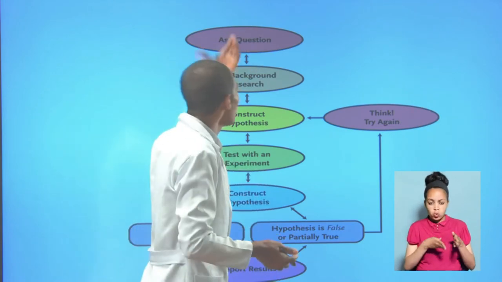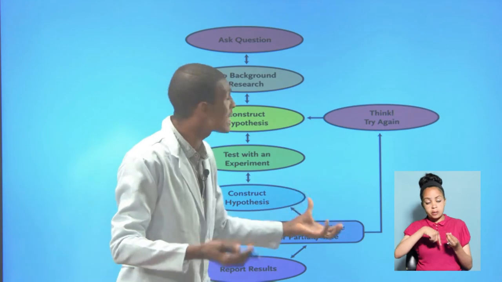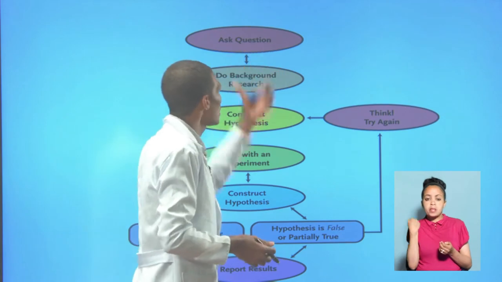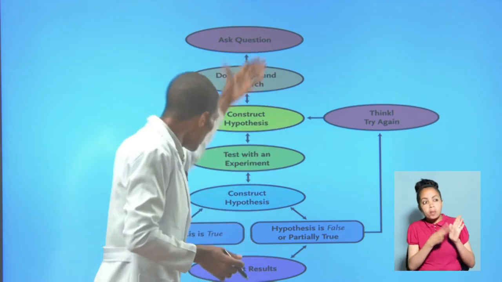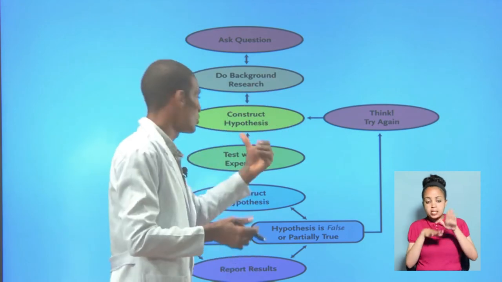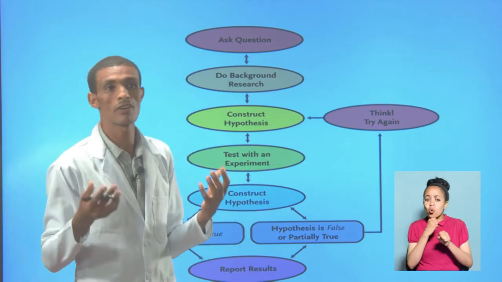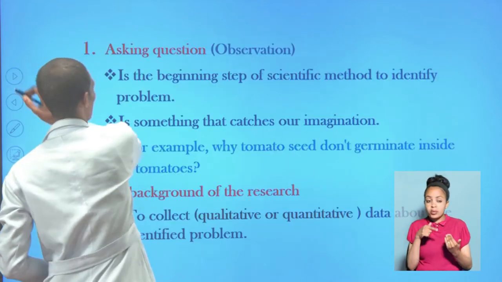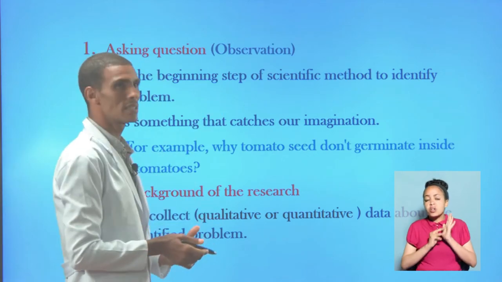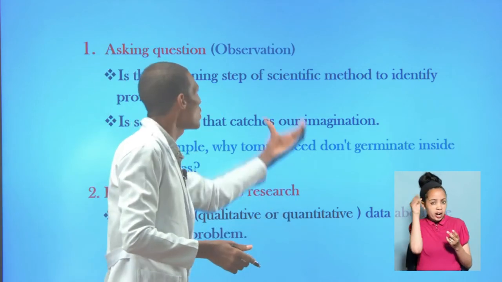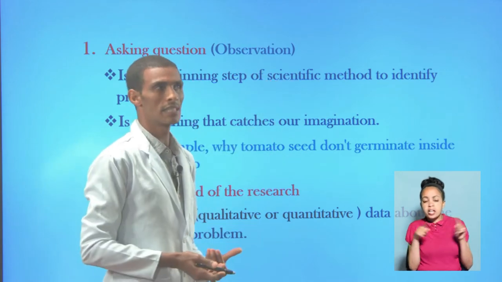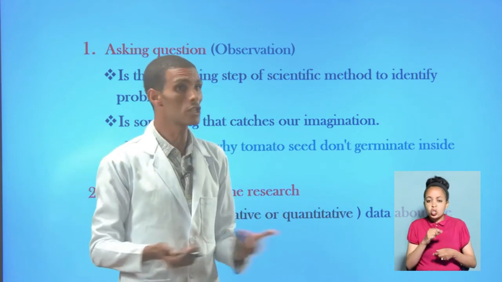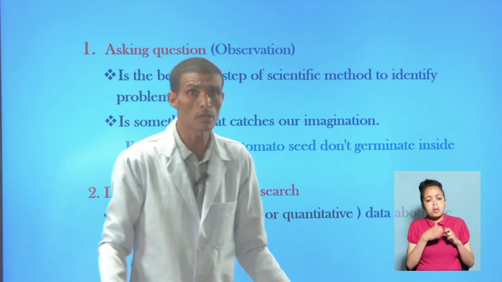So we observe our surroundings, and something catches our imagination. So we identify the problem here. Following all the steps, we can give a conclusion. Our conclusion must be based on repeated experimentation. This is what we mean by the recent scientific method. For example, if we see why tomato seeds do not germinate inside the tomato itself, this is a problem. This is the beginning problem.